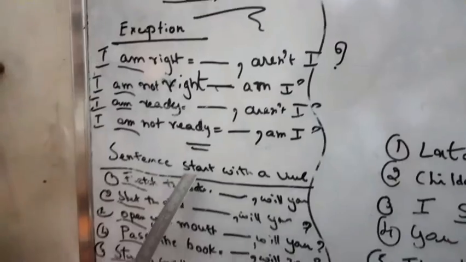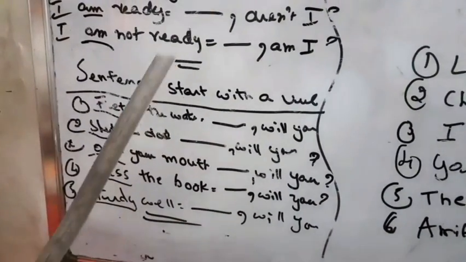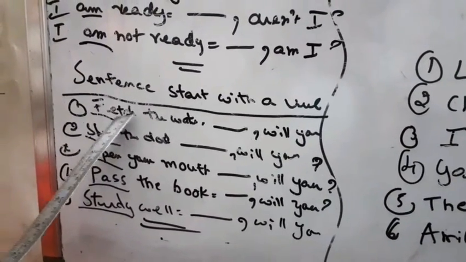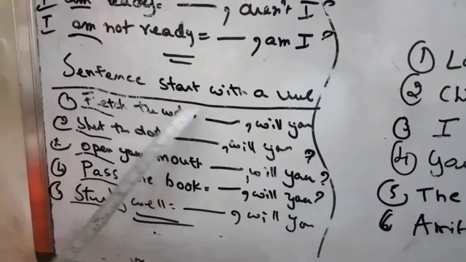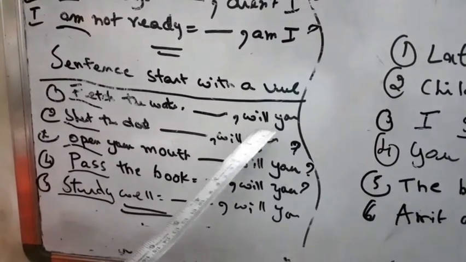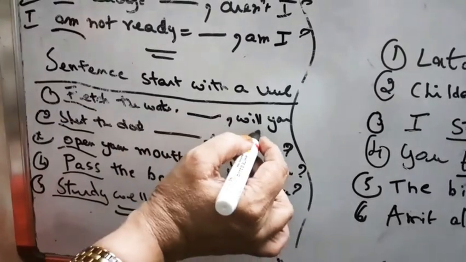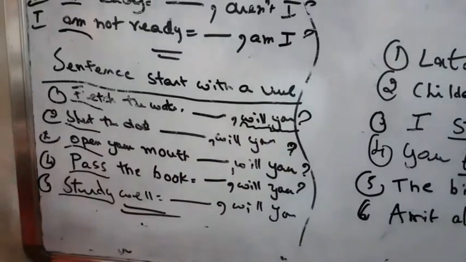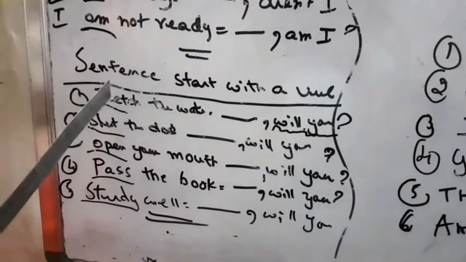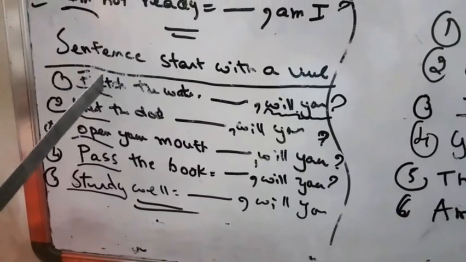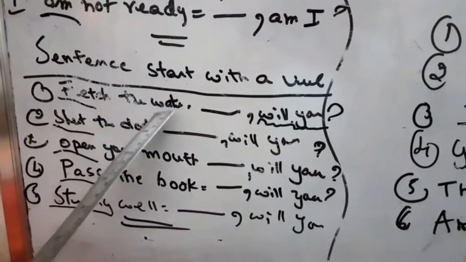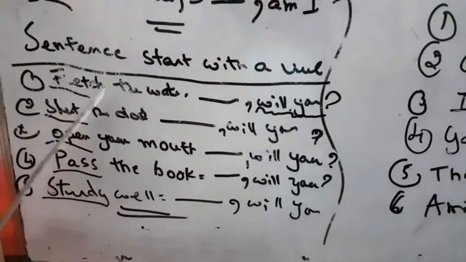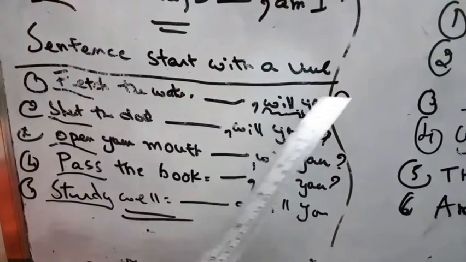Now, a sentence that starts with a verb. How to do it? If you find a verb in the beginning, how to do it? Fetch the water. You have to write, fetch the water, will you? It means you have to use this question tag. If the sentence begins with a verb, then you don't have to see the remaining sentence also. Directly write down, will you. Fetch the water, will you?